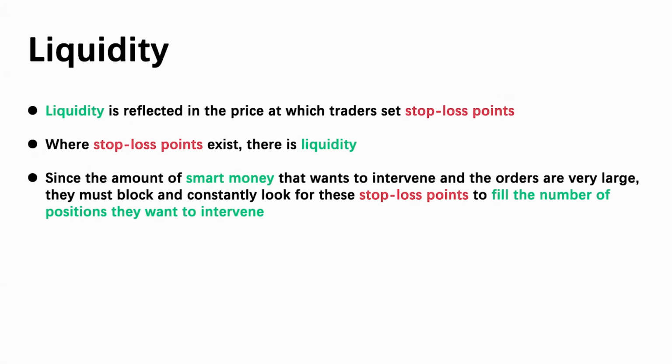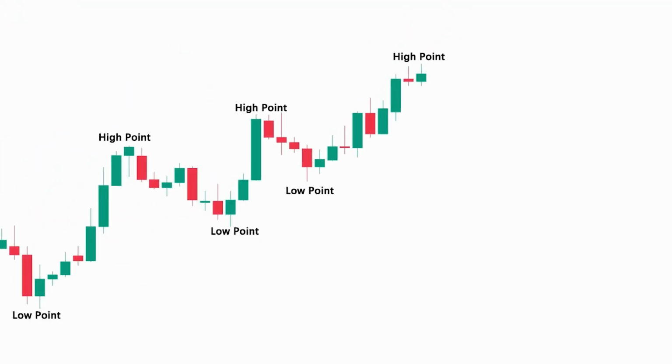Liquidity appears at the price where traders set stop loss points. So where the stop loss points exist, there will be liquidity because the amount in orders that smart money wants to intervene are very large. So they must block and constantly look for these stop loss points to fill the number of positions they want to intervene. Every low or high point will have liquidity.